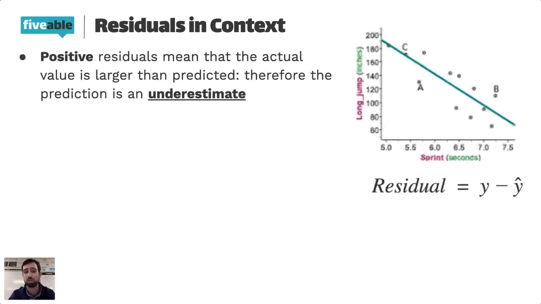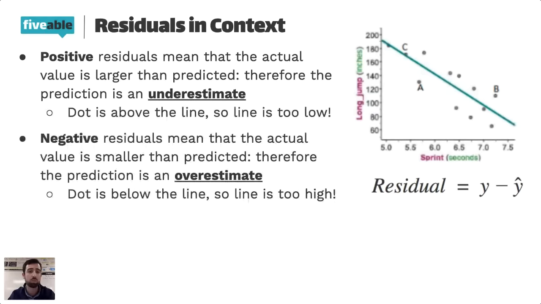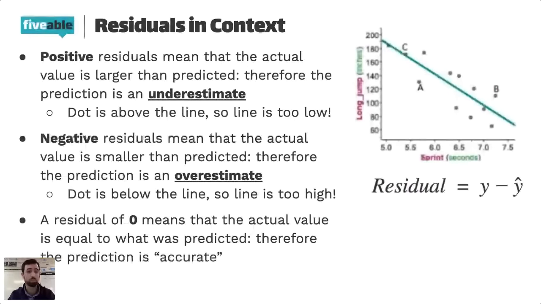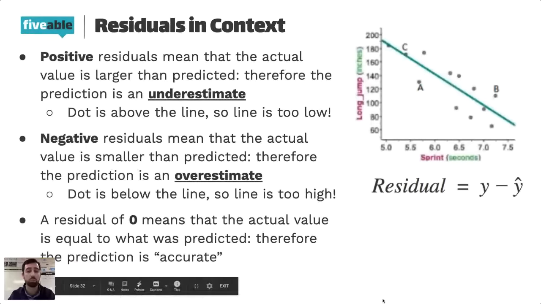If you get a positive residual, it means you underestimated. So the actual point was bigger than what you thought. A negative residual means the actual value is smaller than the predicted. So you overestimated. The dot is below the line and your prediction is too high. A residual of zero means we got exactly what we wanted. So our predicted matched our actual.